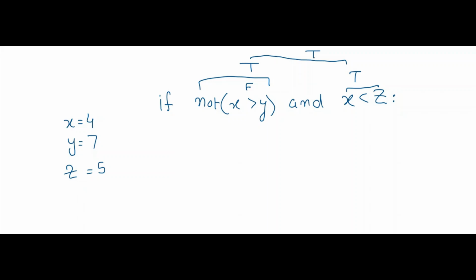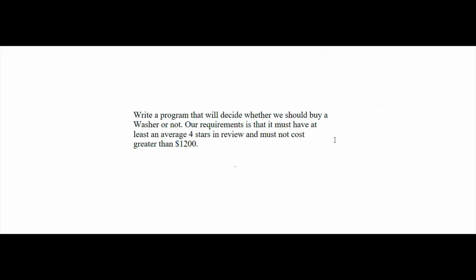I have some word problems that we read through and write the program using our logical operators. So read through this problem statement. We want to write a program that helps us decide whether we should buy a washer or not. Our requirement is that it must have at least an average of 4 stars in review and must not cost greater than $1,200. So these two conditions must be true, and you can see the word and in here. So we have to check the review ratings and we have to check the price. So we should ask that in our program and then make a decision using that.